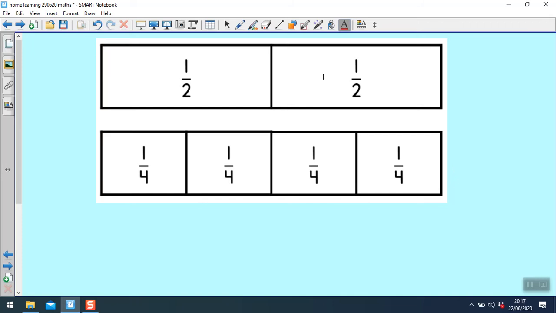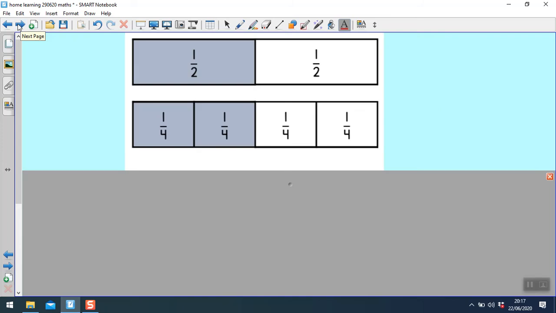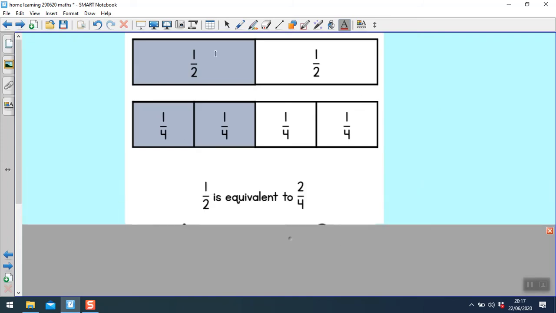I can start to see equivalent fractions here. I can see that 1/2 is the same size, same amount of space as a quarter add a quarter. So 1/2 is equivalent to 2 quarters.